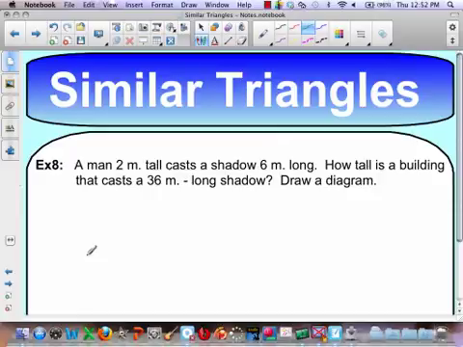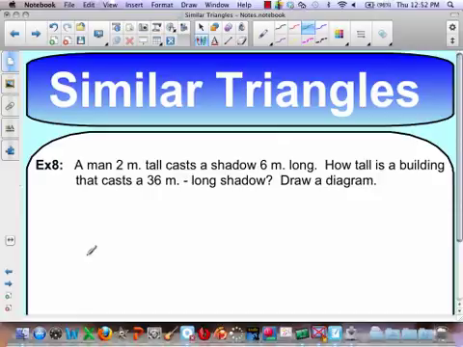And it's similar triangles. Basically, if you take the ratio of the height to shadow, that will be the same no matter what object you're measuring, as long as you're measuring at the same time of day. So don't go measure your shadow at 7 and then go measure another shadow at noon. It's not going to work. You have to get the same time of day.